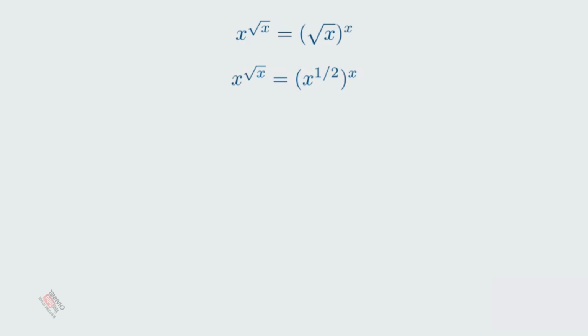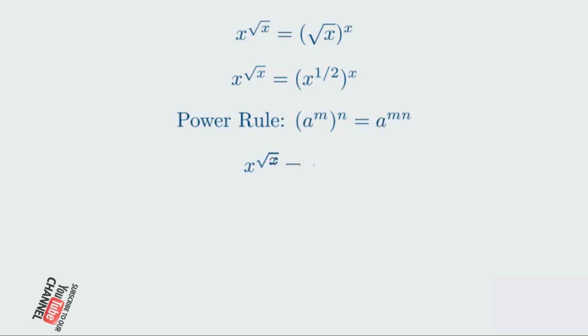What do we do when we have a power raised to another power? We multiply the exponents. This is the property a to the m, all raised to the n, equals a to the m times n. Applying this, x to the 1/2 raised to the x becomes x to the power of x divided by 2. This gives us a much simpler form of the equation to work with. We've used a fundamental exponent property to simplify the expression.